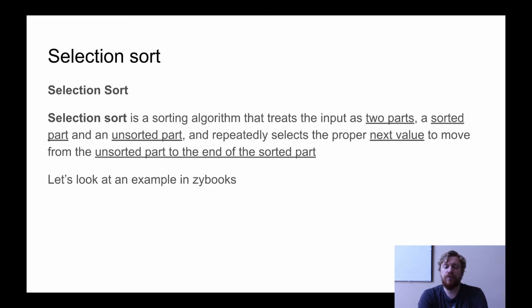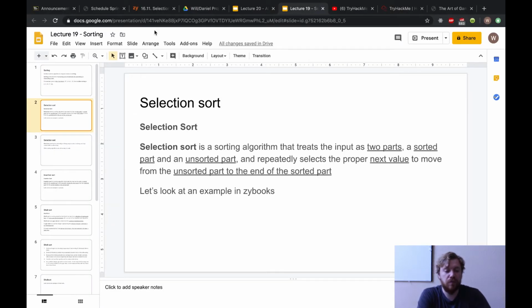Then it's going to repeatedly select the proper next value to move from the unsorted part of the array to the end of the sorted part of the array. And what is the next value? Well, if we're sorting in ascending order, the next value would be the smallest valued element in that unsorted part. So let's look at an example of this to better visualize selection sort.